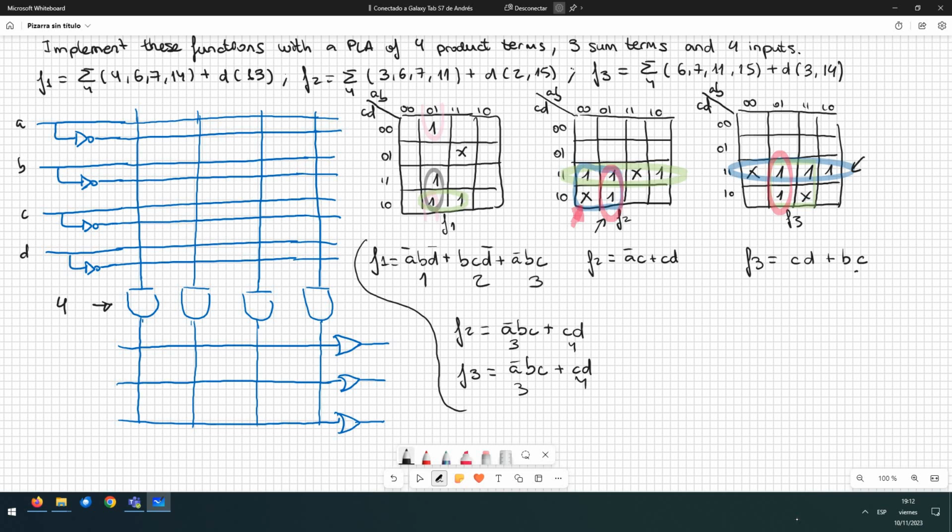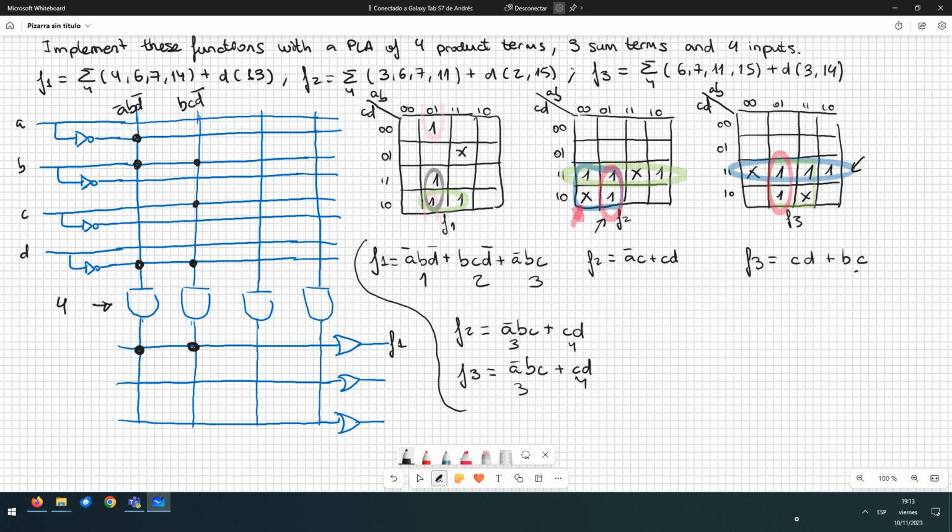So in the first column we are going to construct the first product term, that is A negated B negated. This is going to be F1. So F1 is this product term. In the second column, I'm going to build the second product term, that is BCD, being the D negated. So BC D negated is the second product term of F1. So it's going to be here.